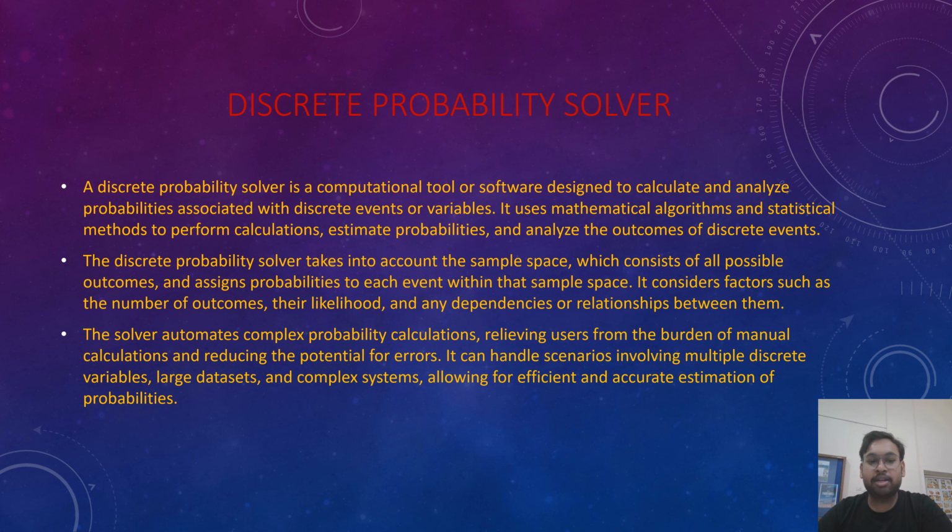So a discrete probability solver is a computational tool designed to calculate and analyze the probabilities associated with discrete events. It uses mathematical algorithms and methods to perform calculations and estimate their probabilities. The discrete probability solver takes into account the sample space, which consists of all the possible outcomes, and assigns probabilities to each event. The solver automates the complex probability calculations, relieving the user from the burden of manual calculations and reducing their potential for errors.